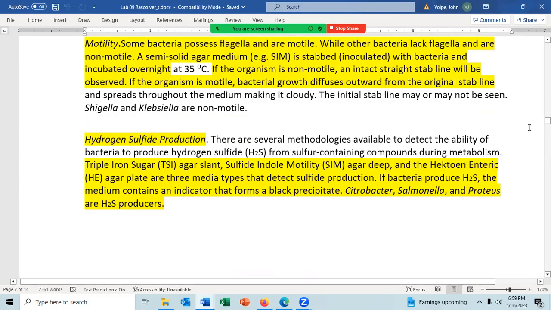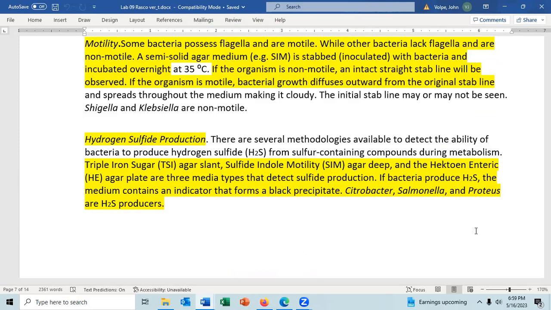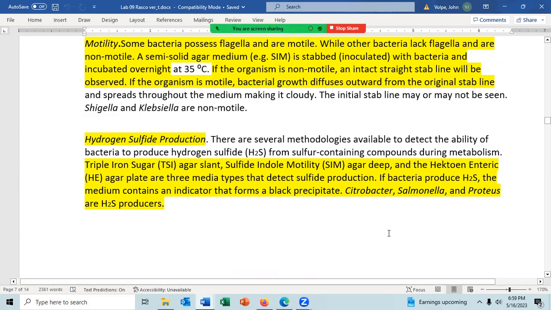Hydrogen sulfide production is another test I want to talk about. You can test for the production of hydrogen sulfide in different media, such as triple sugar iron, the SIMS test, sulfide indole motility test, and you can test for it in the HE plates. In all cases, if the organism produces hydrogen sulfide, it'll turn the test black, regardless of whether it's the triple sugar iron, or sulfide indole motility, or the HE plates. It'll always be black if it's producing hydrogen sulfide.